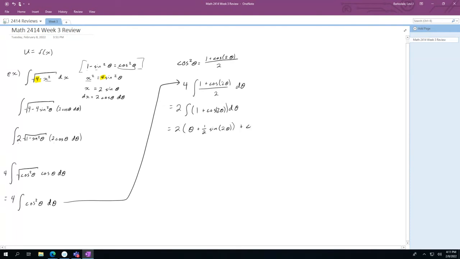And of course I have my plus c. Now of course I'm not done because my original problem was in terms of x, so I need to write my problem in terms of x. Luckily I know that x is exactly equal to 2 sine of theta. So I can get what theta is equal to.